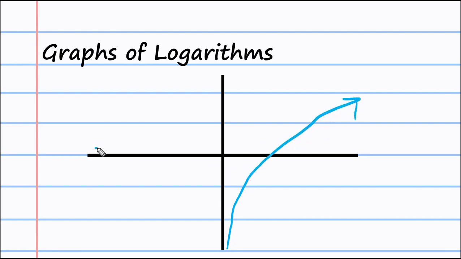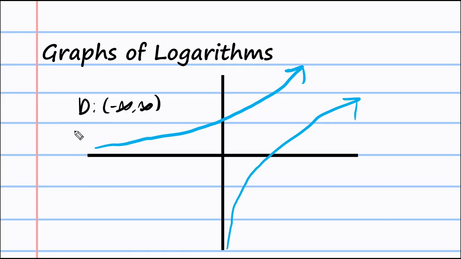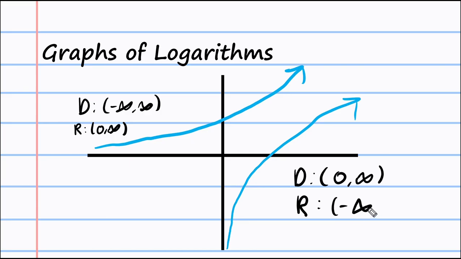We know that an exponential function, I'm going to draw both an exponential function and a logarithmic function, has the domain -infinity to +infinity, and the range is from 0 to infinity, right? So whenever we have inverses, you can just flip the domain and range. So now the domain of a logarithmic function is from 0 to infinity, and the range of the logarithmic function is from -infinity to +infinity.